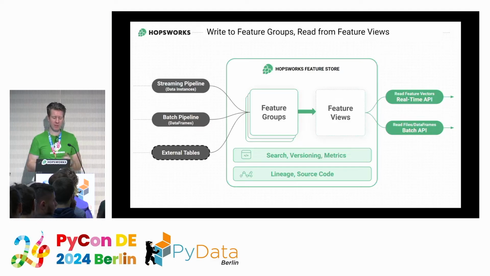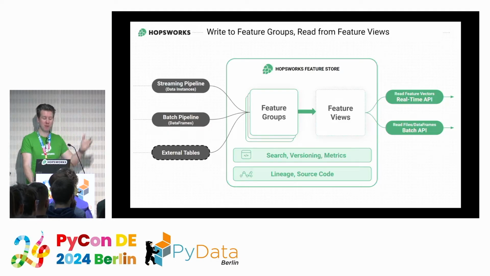Now, you're not restricted to writing pandas data frames. You can have streaming pipelines, or you can even have tables from Snowflake that are mounted in there. But when we want to read from the platform, we're not going to read directly from the feature groups. Mostly, we'll use something called a feature view.